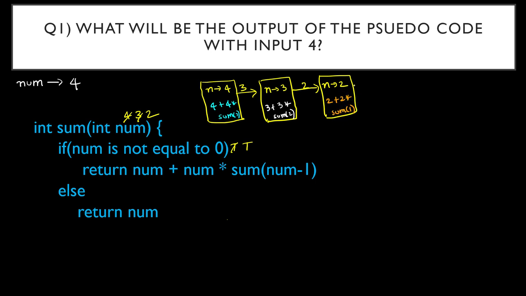Again we are calling this function. If you are confused, we'll write it again like this. So here we are passing 2. Now we'll be passing 1. My bad.